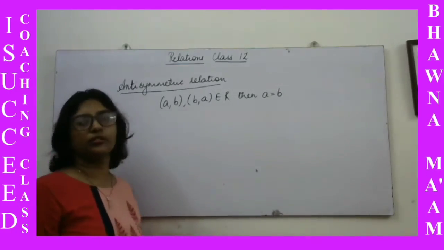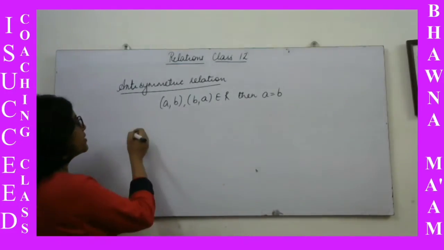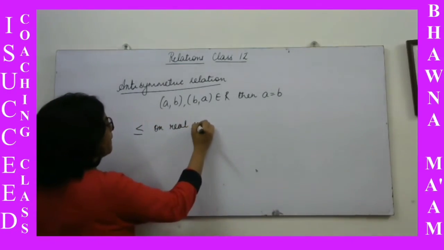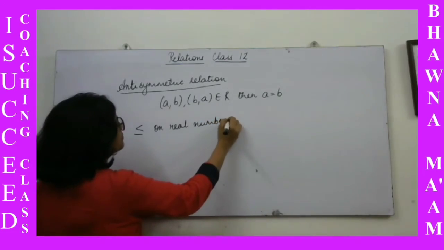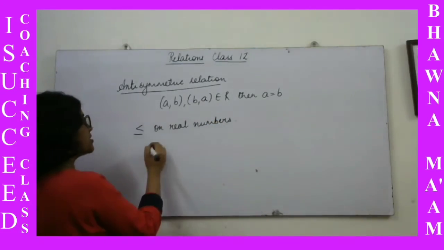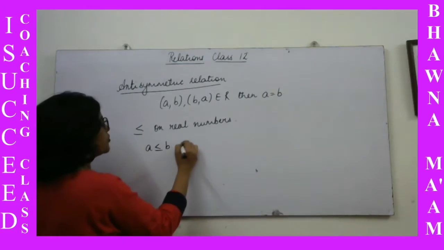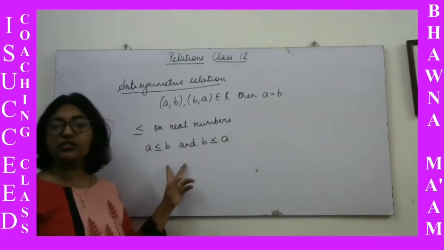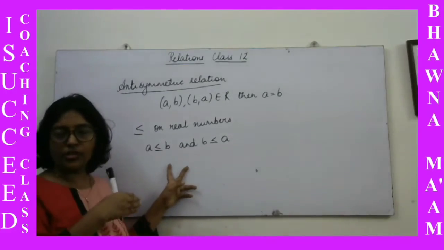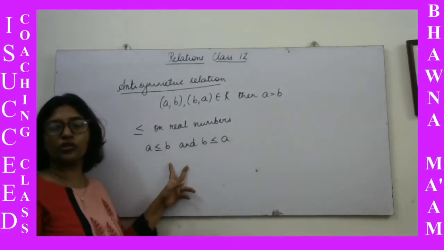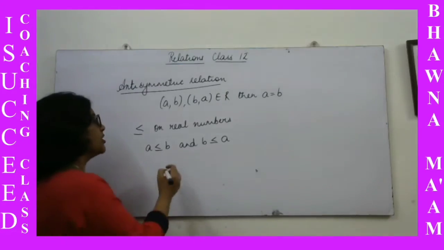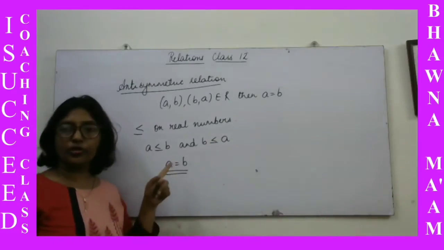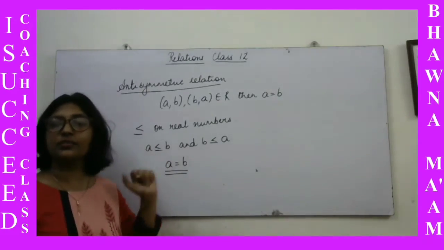Okay, let's take an example. Suppose I take the relation less than or equal to on real numbers. And let's consider that A is less than or equal to B and B is less than or equal to A is given to me. So when is this possible for real numbers? That a number is smaller than the other and the other number is smaller than or equal to the first one. So it's possible only when A is equal to B. So less than or equal to on real numbers is an antisymmetric relation.